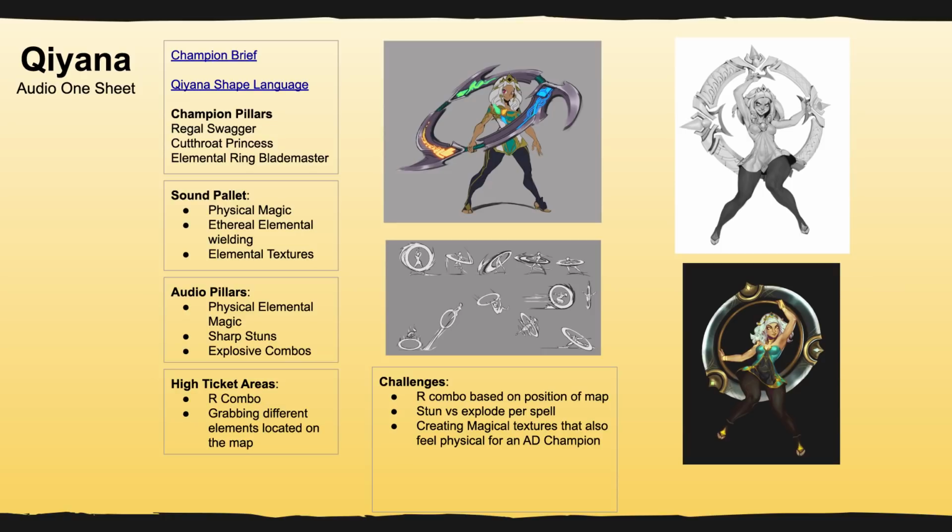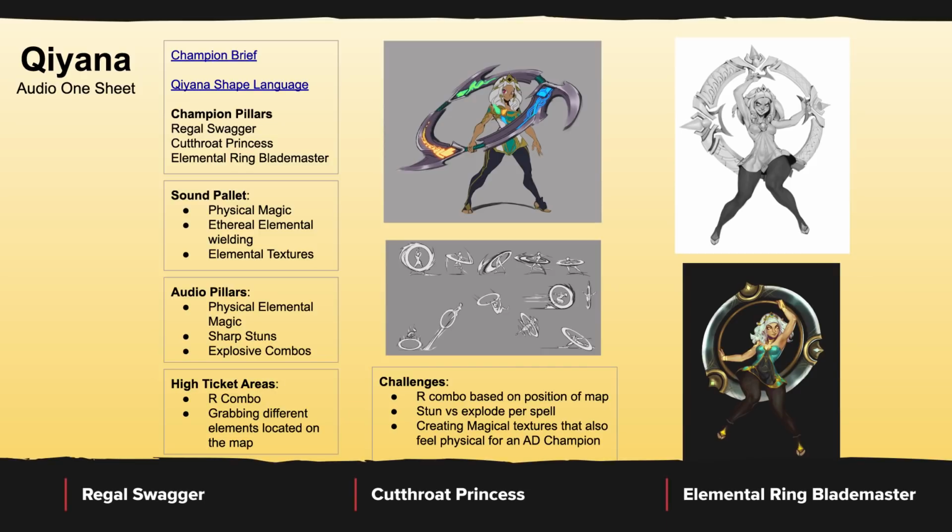Qiyana. So she's got this round blade. She's got really interesting movement. She's very agile, and she doesn't wield magic, but her blade does have magic in it. It can pull magic from the earth. So this was a really difficult one to design for. I spent a lot of time researching her movement. You can see I put some pictures of her movement, the coloring and shape language of these elements in her blade. Her pillars are Regal Swagger, Cutthroat Princess, and Elemental Ring Blade Master.